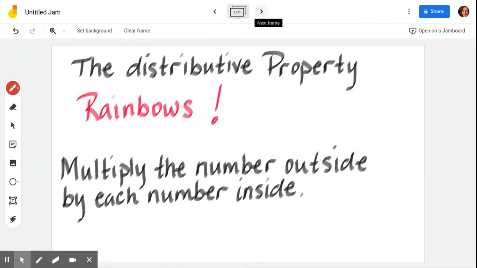So the distributive property, my students immediately call it rainbows, and I'll show you why. It kind of looks like I'm making rainbows, but we usually just yell the rainbow property. What you do is you multiply the number that's outside the parentheses by each term or number that's inside the parentheses.